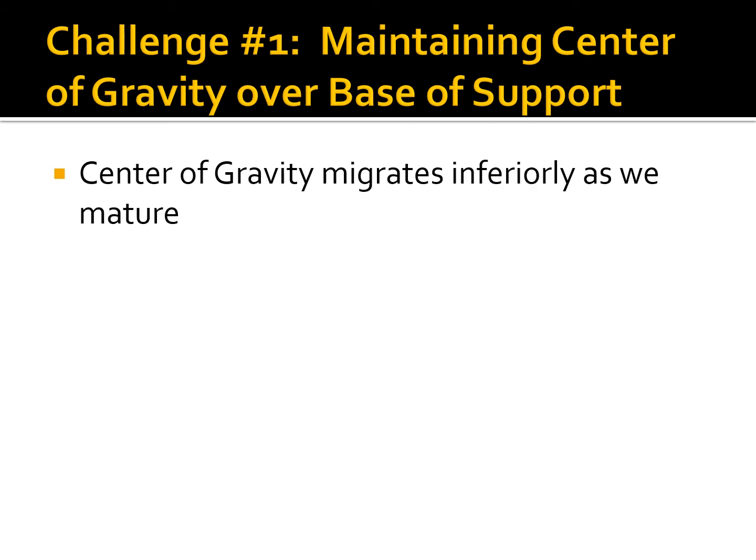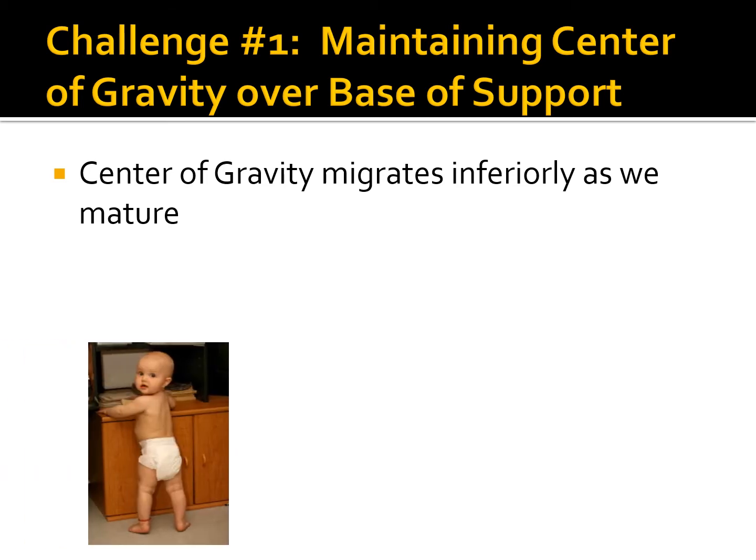As we mature, our center of mass relative to the height of our body migrates downward. So here we see a baby, and for reasons that you perhaps have learned about in embryology, a baby's head is quite big relative to the rest of his body, and that is one of the reasons that babies have a very high center of mass, which is also one of the reasons that babies are especially likely to topple over.